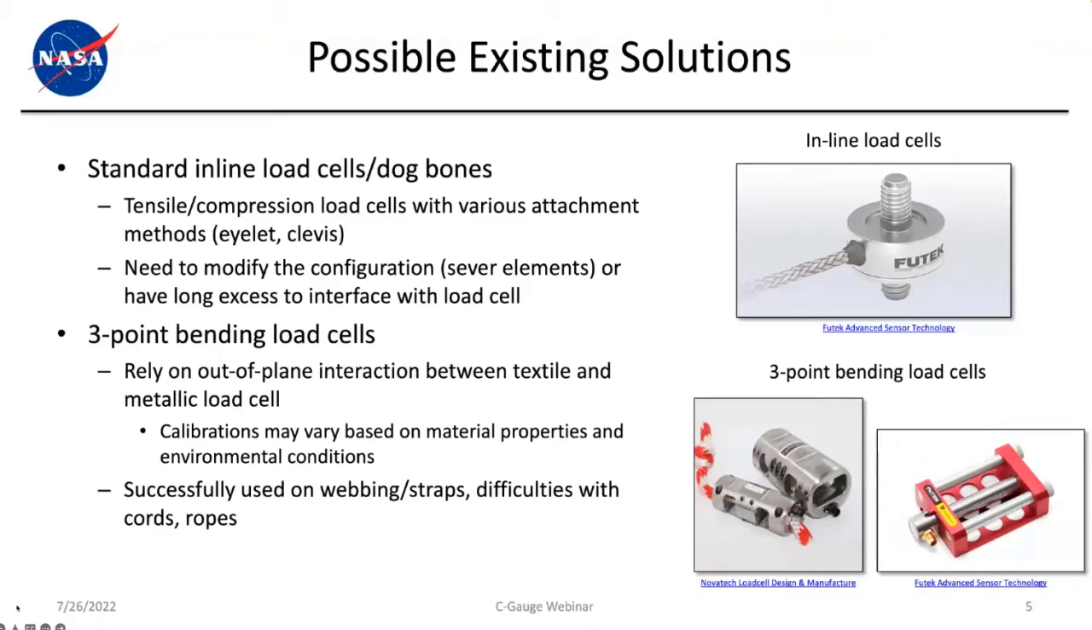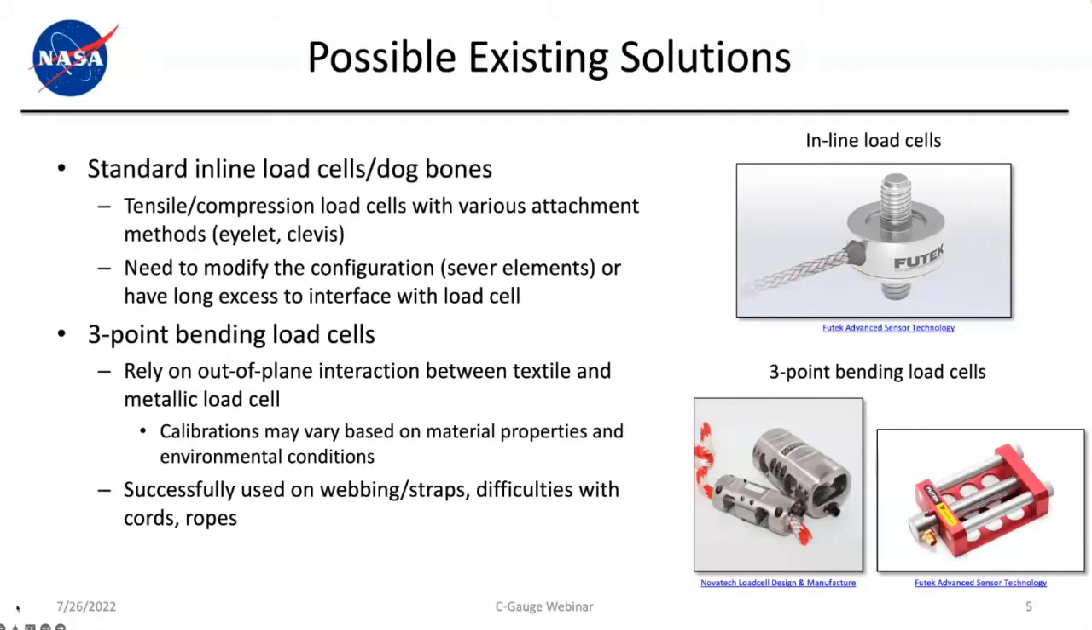There's two examples here. This one, I call it a seatbelt sensor. This one's also from Futech. But then we've also worked with companies like this, Novatech over in the UK, that uses a similar principle on a more cylindrical, if you will, rope.